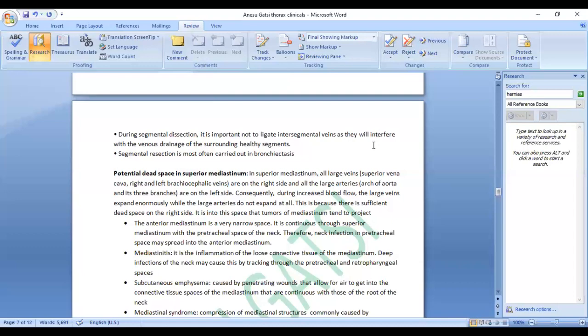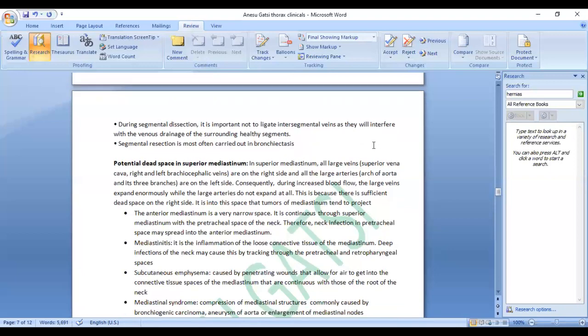And then the anterior mediastinum of the inferior mediastinum is continuous with the pretracheal space of the neck. So you may have infections of the neck actually going to affect the anterior mediastinum. Remember that the pretracheal space goes through the superior mediastinum, then to the anterior mediastinum. So the pretracheal space of the neck may be a potential route of infections from the neck region into your anterior mediastinum. Then mediastinitis refers to inflammation of the loose connective tissue of the mediastinum, and deep infections of the neck may actually cause this infection by tracking through the pretracheal and the retropharyngeal spaces of the neck.